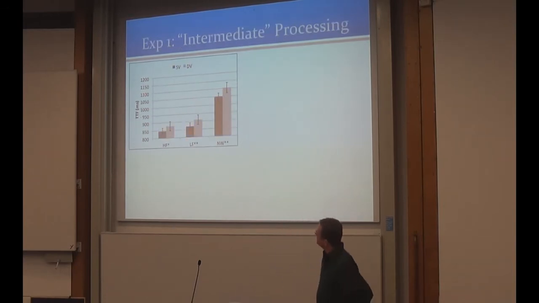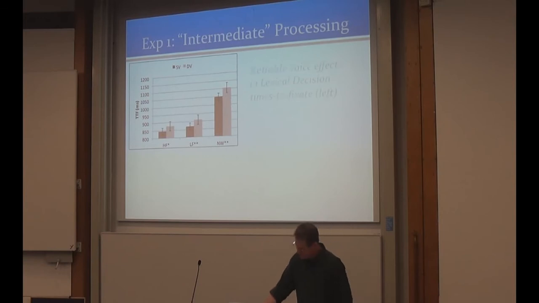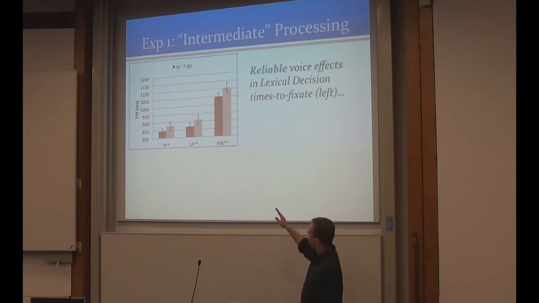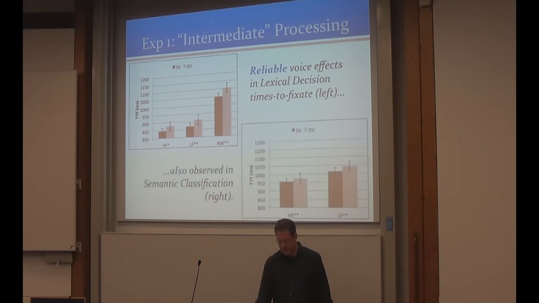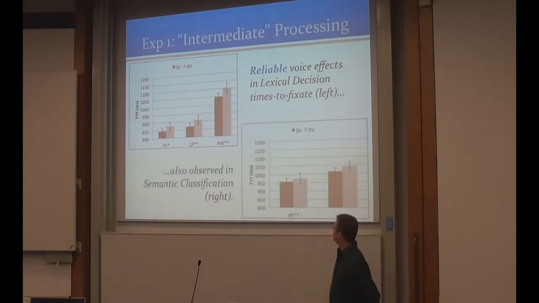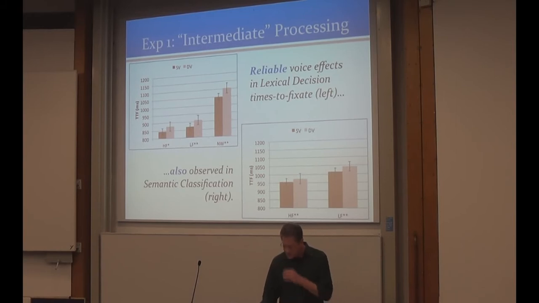Well, once again, we see a nice priming effect, lexicality and word frequency effect in lexical decision. There's also a reliable voice effect. People are faster to find with their eyes the object when they heard an old voice than a new voice. And we also got that in semantic classification. It's tiny, but it's there. I'm not sure that the scale should really be from 800 to 1200, but it is. And so even in that intermediate measure, we're finding it.